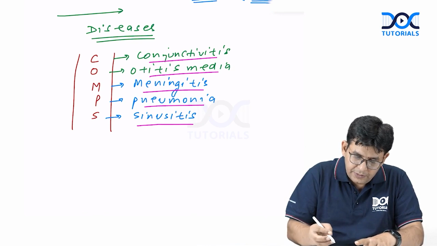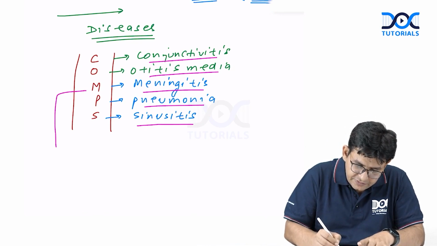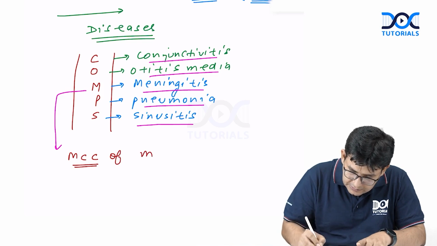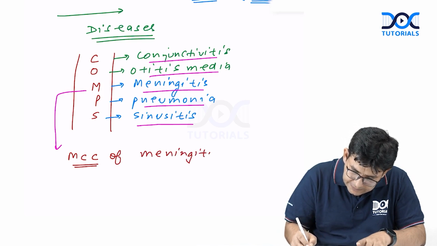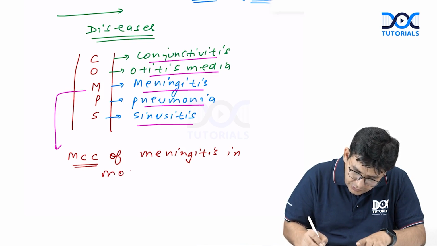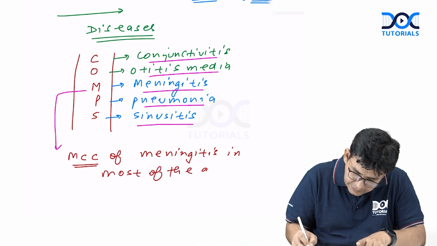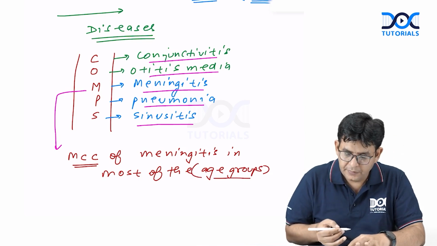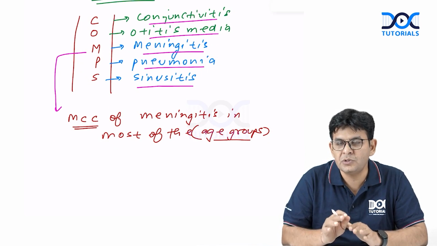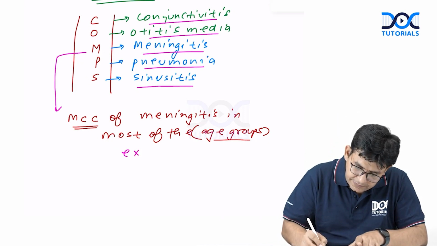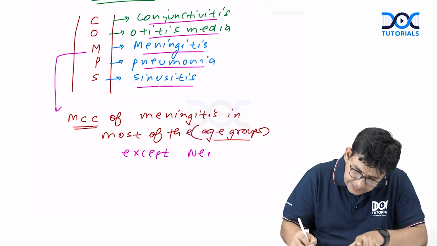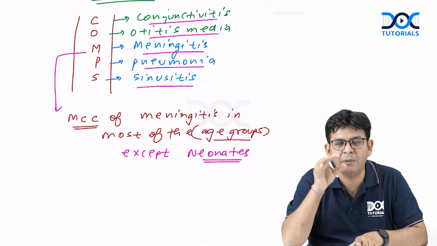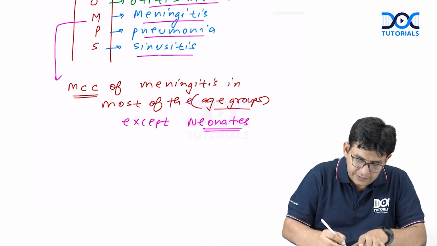Okay. Now talking about meningitis first. Pneumococcus is the most common cause of meningitis in most of the age groups, except the neonates. And you know, in the neonates, which is there? Group B Streptococcus agalactiae. Fine.